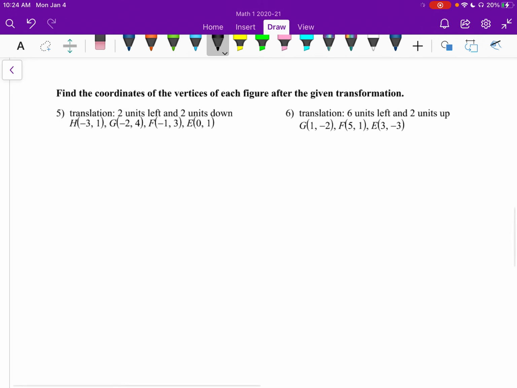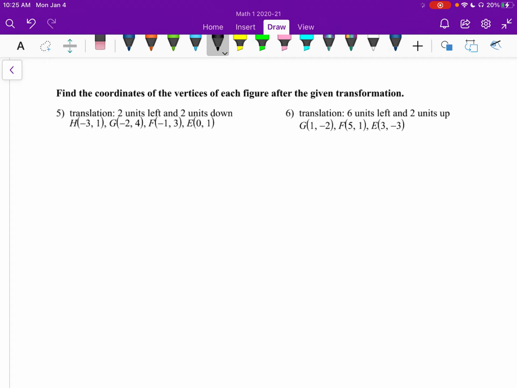Number 5. This one, the directions changed a little bit. Find the coordinates of the vertices of each figure after the given transformation. So this is basically what we did in section 1, except now we don't have a graph. We don't have to actually graph it. We have to give the points.